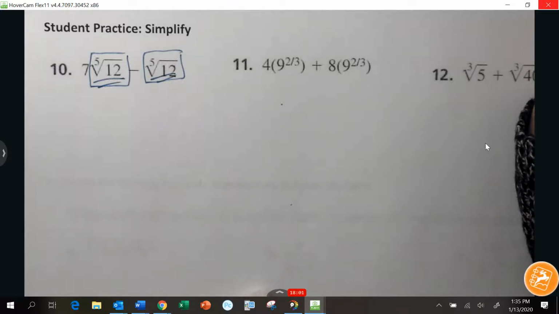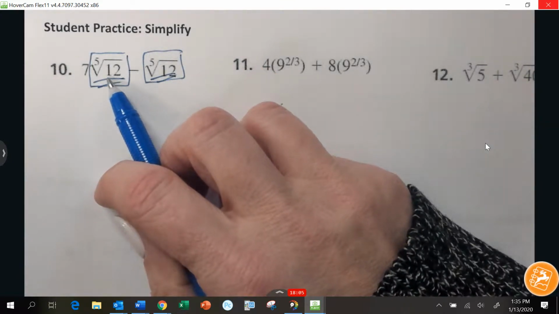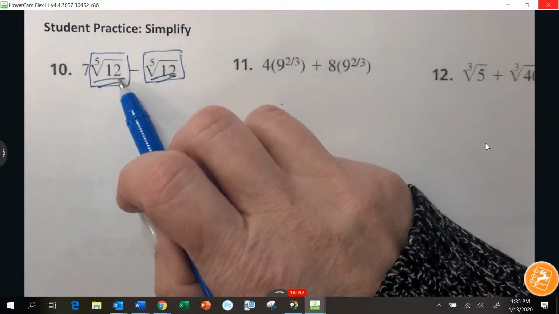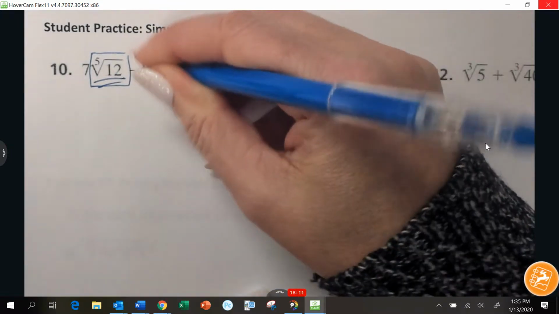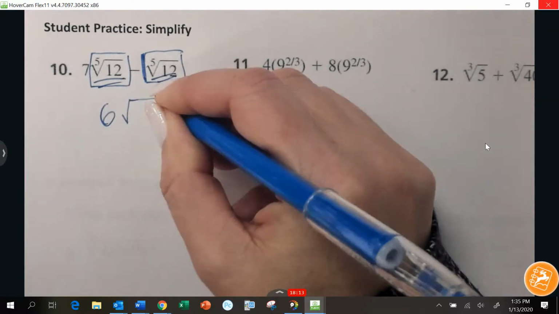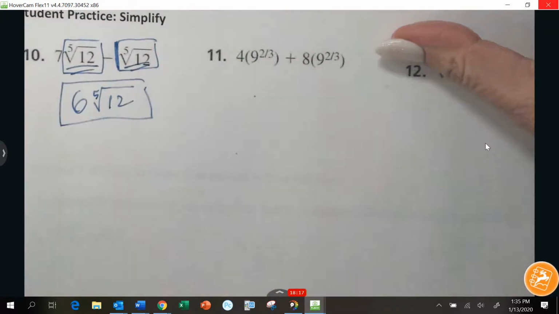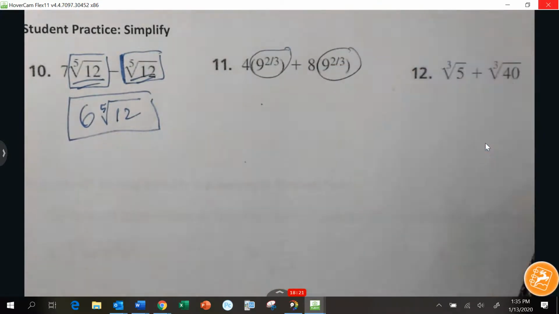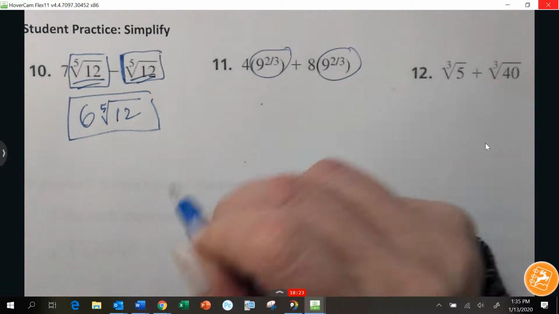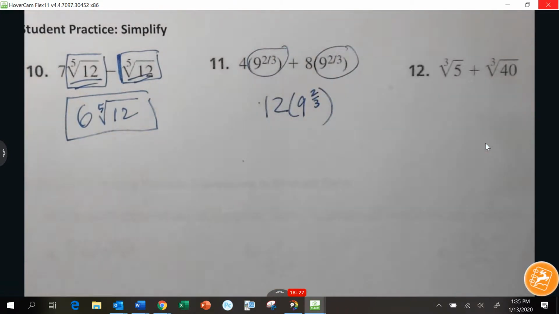Exponent. So we have 5 roots, 5th root of 12s. Take away how many 5th root of 12s? 1. 6 5th root of 12. I know what you meant. All right, so this one, do we have like terms? So we got 4 of them plus 8 more, 12 of those same things.